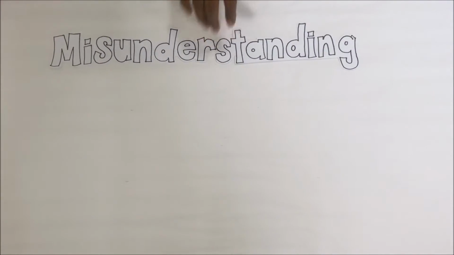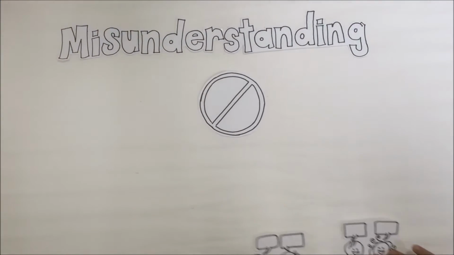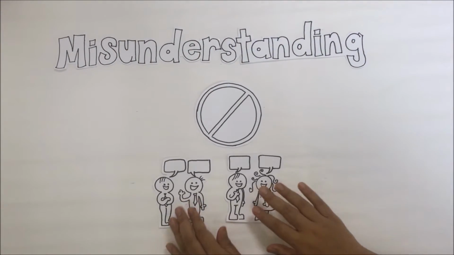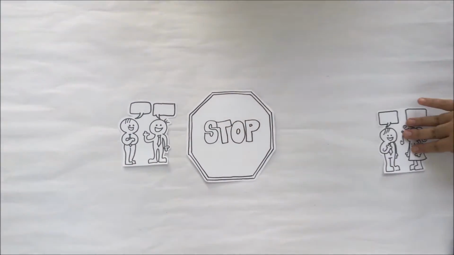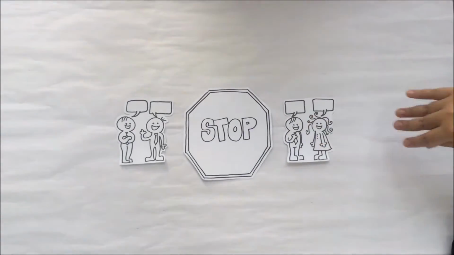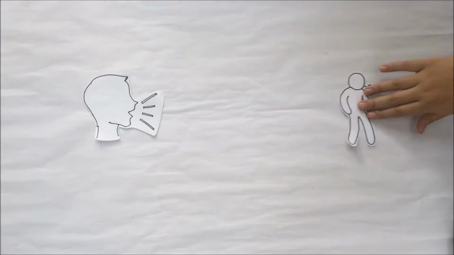First is misunderstanding. It is the foremost barrier to communication in a multicultural environment. Misunderstanding, in definition, is misinterpretation in communication between two or more people. It could happen in a verbal or non-verbal state.